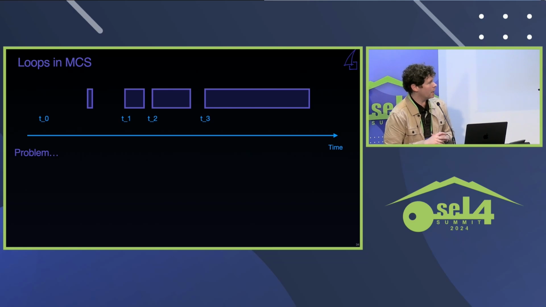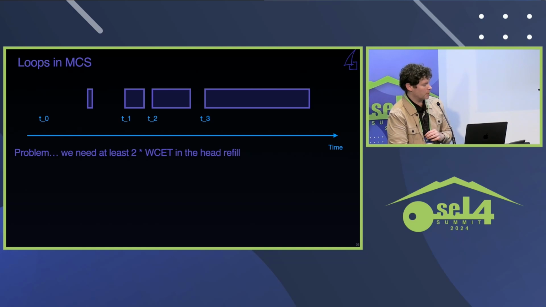So the MCS model of timing relies on there being a worst-case execution time for the kernel. The problem is that we would like to have at least 2 times the worst-case execution time of the kernel in the first refill in our list here. So how can we make sure that we do have that? By the way, one worst case execution time to get out and then one back to get back in again. So I've got a solution in mind, and here's how it works.